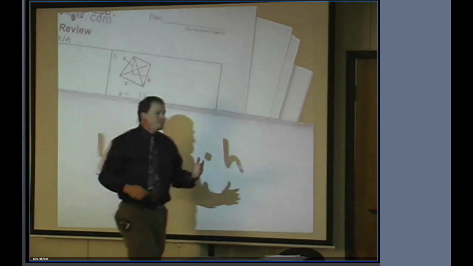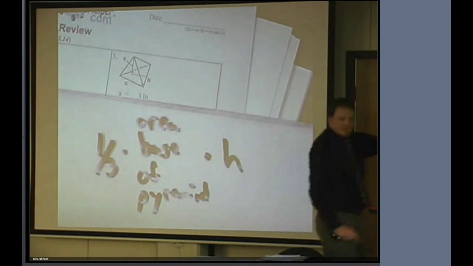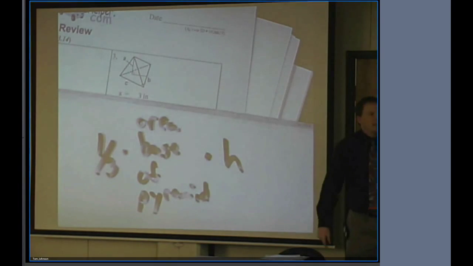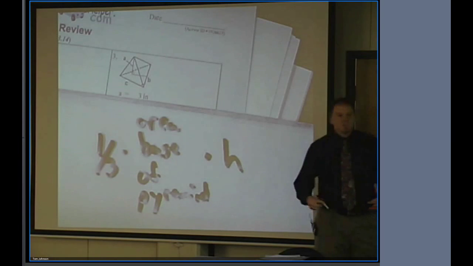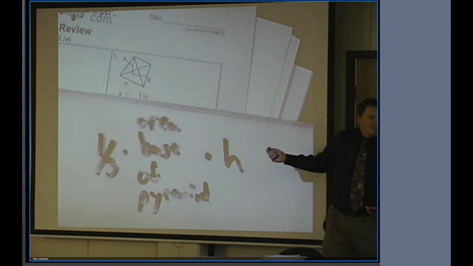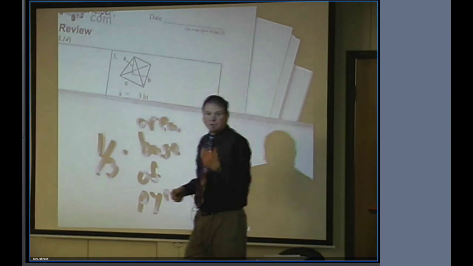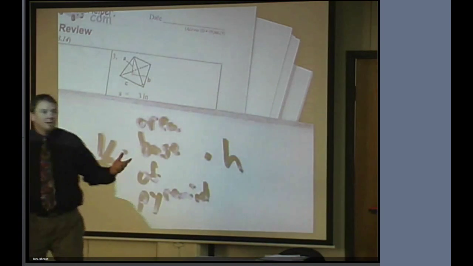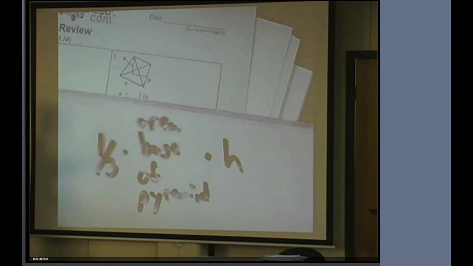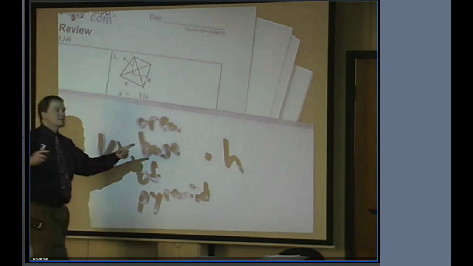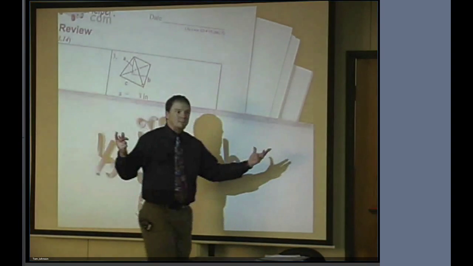Now, again, the equation sheet we handed out, if we would have listed all of the different equations for different pyramids, we would have ended up with several different equations, because if the base is a triangle, the area of a triangle is 1/2 times the base times the height. What's the area if it is a rectangle?